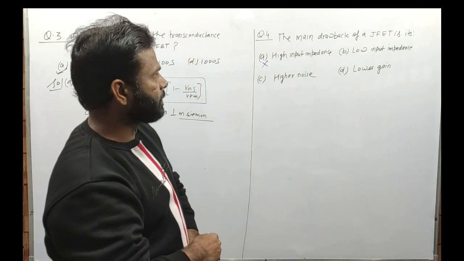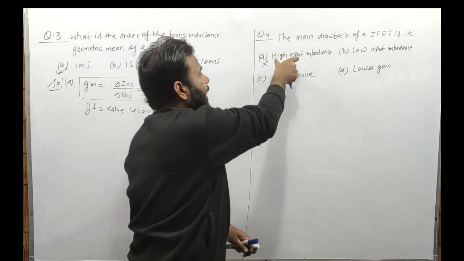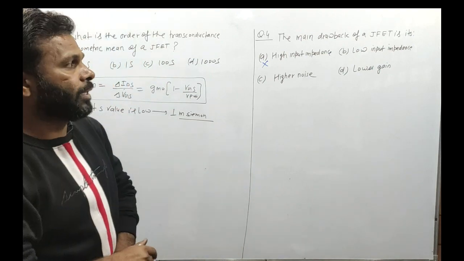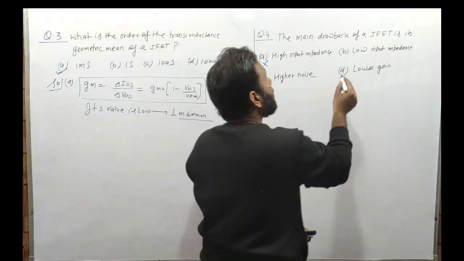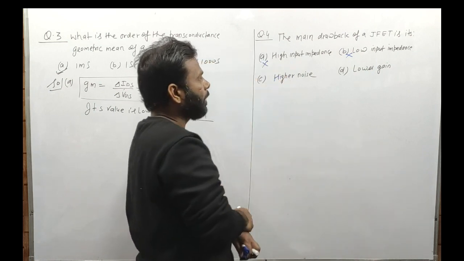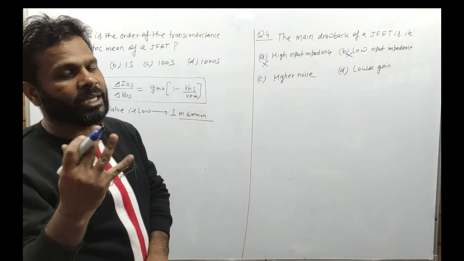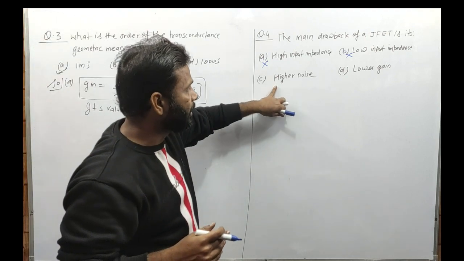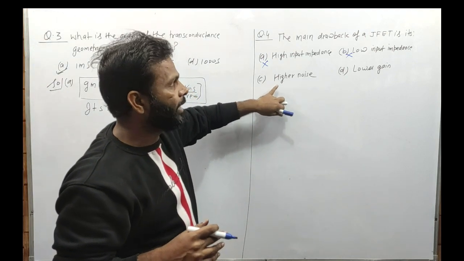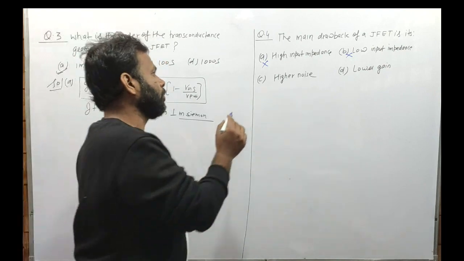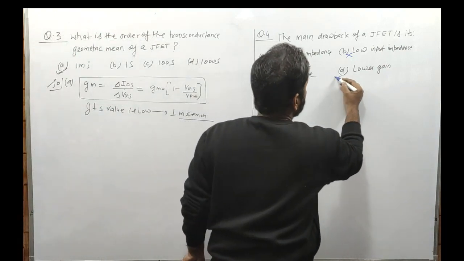Low input impedance. ये जो high input impedance है, that is an advantage because it requires less input bias current. Low input impedance, it is wrong because it is having high input impedance. Higher noise, no, it is having lesser noise because here only one charge carrier exists. So अगर हम बात करें BJT, it is more noisy, but जो JFET या FET है it is lesser noisy because it is having only one type of charge carrier. So it is also wrong. So the correct option is D.